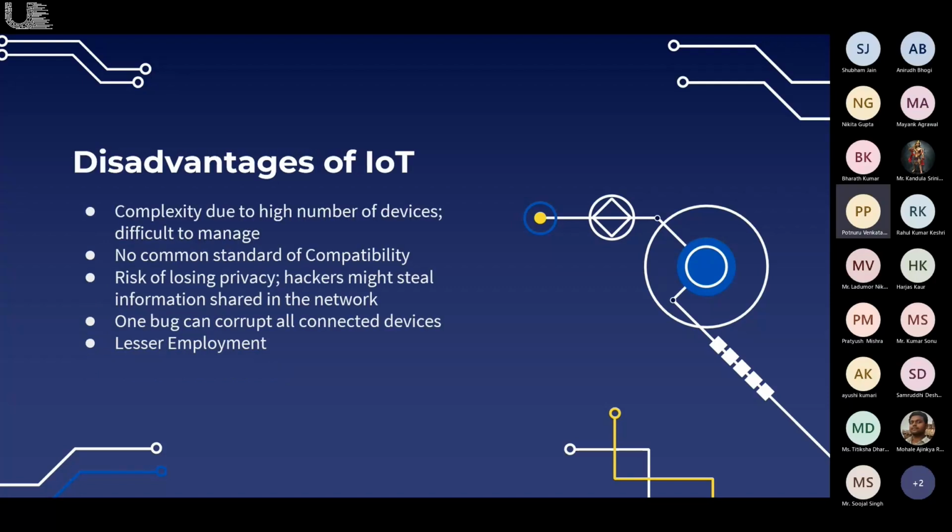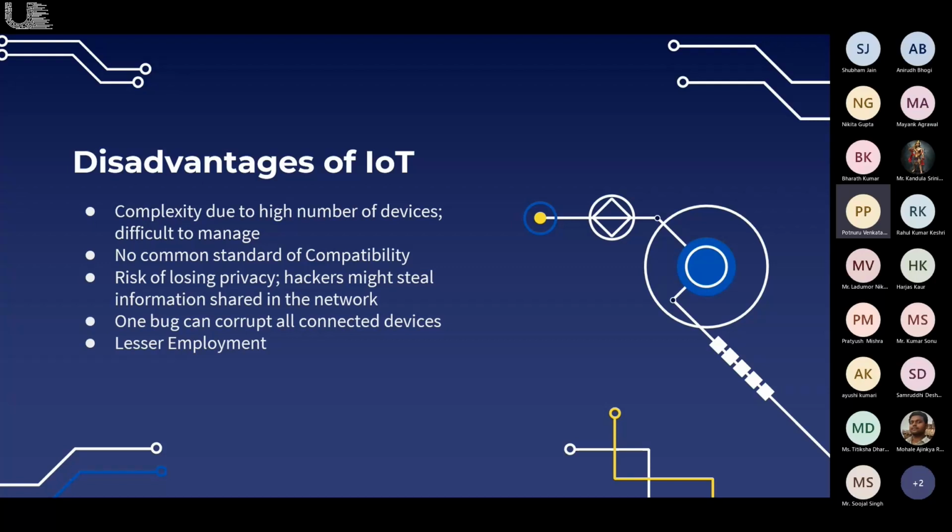So like every coin has a flip side. Since there are advantages, there also should be disadvantages of IoT. First thing is complexity. Because a huge number of devices are involved in an IoT system, it might become difficult to manage, which leads to complexity of the system.